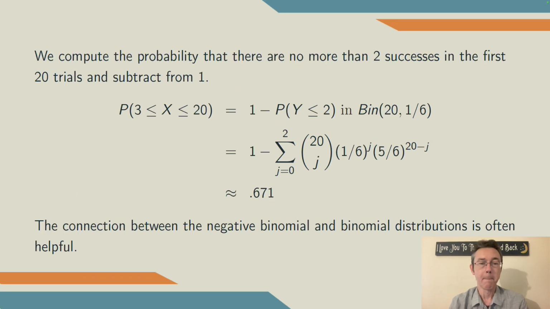We're going to do 1 minus the probability that y is less than or equal to 2 when y has a binomial distribution with parameters n equals 20 and p equals 1/6. So that only involves computing those 3 probabilities in a simpler binomial distribution. We do 0, 1, and 2. We do a little bit of arithmetic there. We get 0.671. And that connection between the binomial and negative binomial distributions is often helpful to you, so watch out for that.